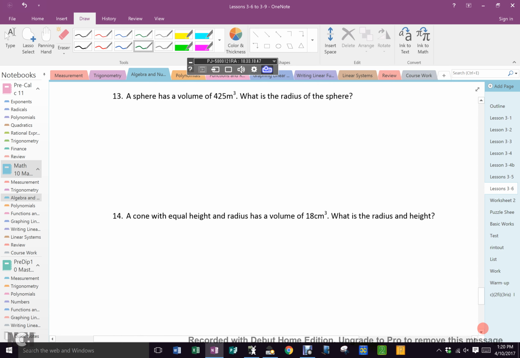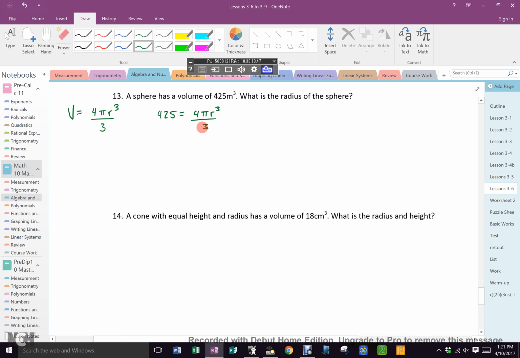So now we move on to number 13, which has some algebra. A sphere has that volume. What is the radius of the sphere? None of you are going to remember the formula for volume of a sphere, but fortunately you get your data booklet all the time. It is 4 pi r cubed divided by 3. What there is unknown? Just the radius. So what do I write here for V? 425 equals 4 pi r cubed over 3.